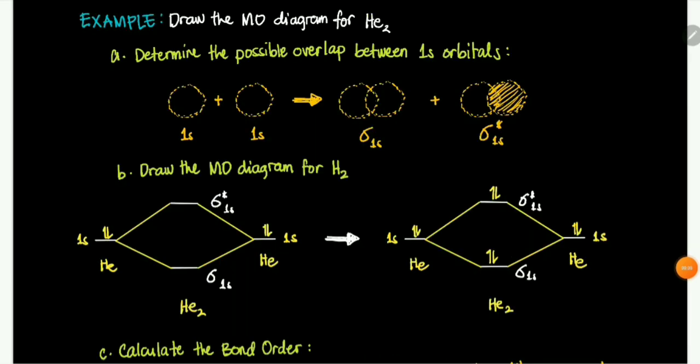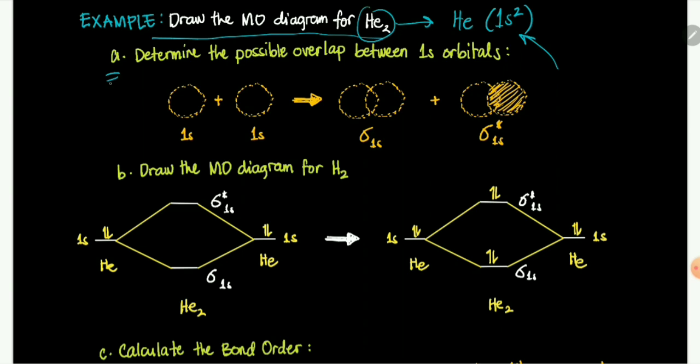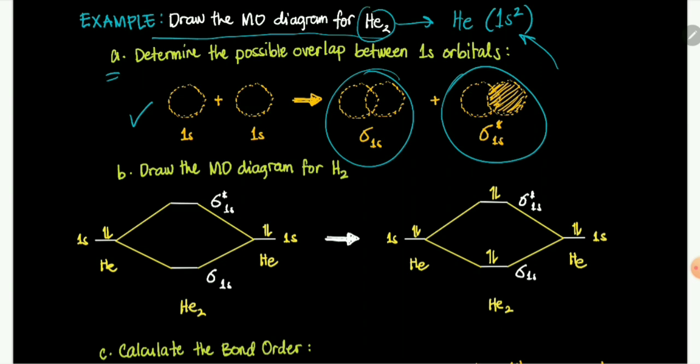Okay? So for the next example, draw the molecular orbital diagram for helium-2. So helium-2 is 2 helium atoms with an electron configuration of 1s2. Okay, so 1s lang yung ating occupied na atomic orbital. So letter A, determine the possible overlap between the 1s orbitals. We already did this. So meron tayong sigma 1s and sigma star 1s. Okay? So next is to draw the molecular orbital diagram for helium-2. So since tig-dalawa naman sila, okay, mafi-fill out natin pareho yung bonding and antibonding molecular orbitals. So this is the molecular orbital diagram for helium-2.